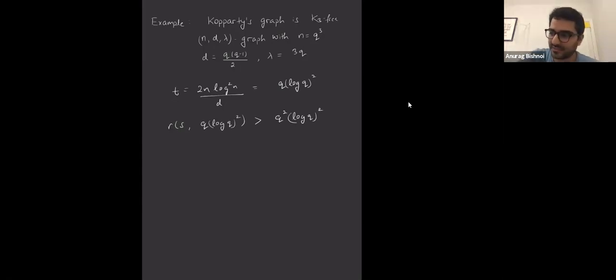If you want to write this as a function of t, then what you get is r of s comma t is greater than t to the 3/2. Sorry, not 3/2, t squared. You just take the square and divide it by log t squared. Here s is 3. Yes, here s is 3. So we have a K3-free graph.